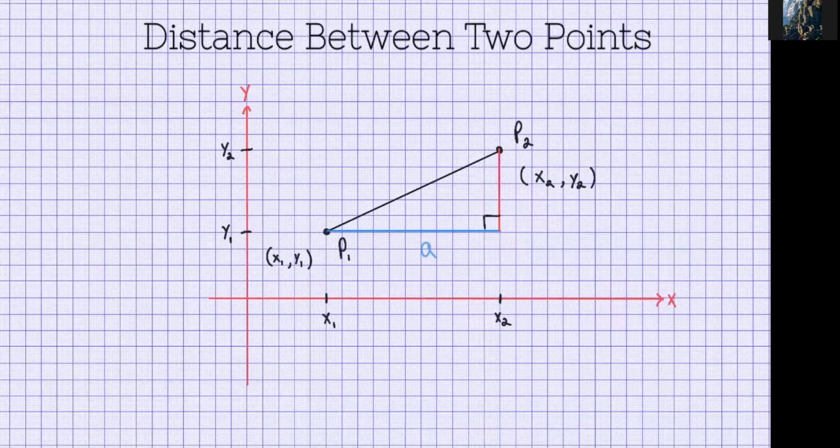That means that if we call this side A, the horizontal distance, and the vertical distance B, then the hypotenuse would be C, just to keep on the same order. And that means that A squared plus B squared will equal C squared.